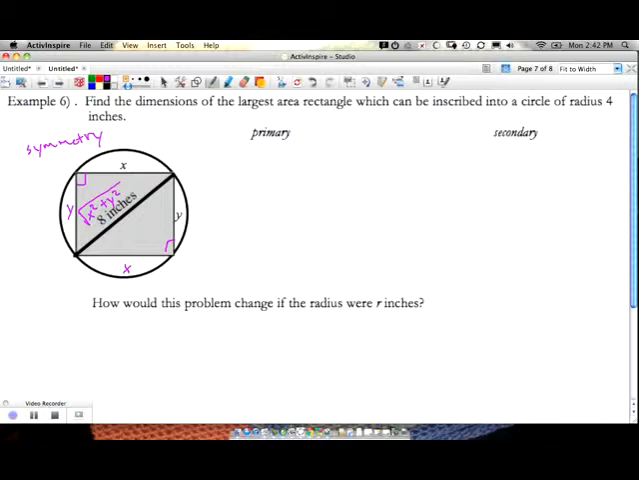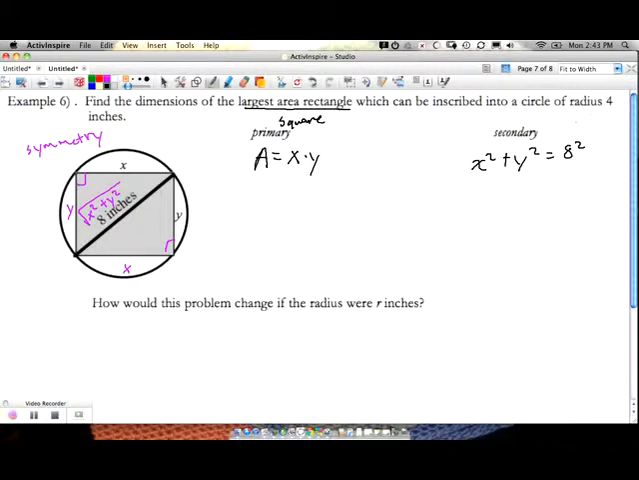So what we're trying to do when we're looking at this question is, it says find the dimensions of the largest rectangle which can be inscribed into a circle of radius 4 inches. So it's the largest area rectangle, which is probably going to be a square. Probably. Let's see if we can figure this out. We know that the area of the rectangle is x times y. We also know that x squared plus y squared equals 8 squared.